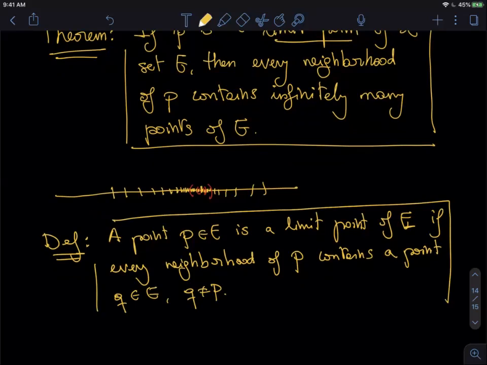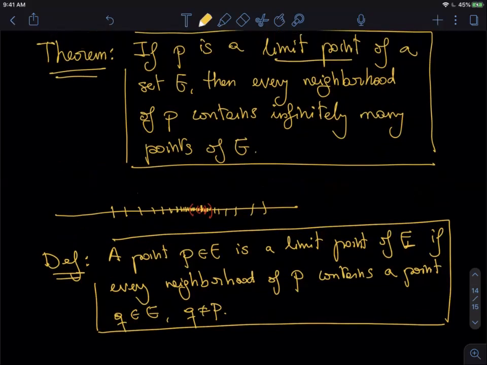So that means no matter how close we get to P, that point P in E, as we get smaller and smaller neighborhoods around it, we will always find at least one point of E inside that neighborhood. We say at least one, but actually we will have infinitely many points inside the neighborhood. So let's get to the proof of the theorem.